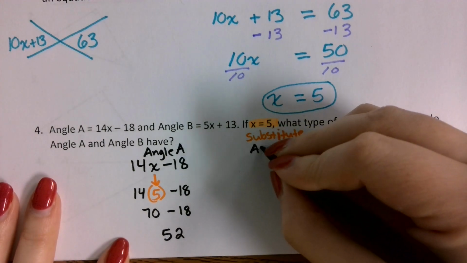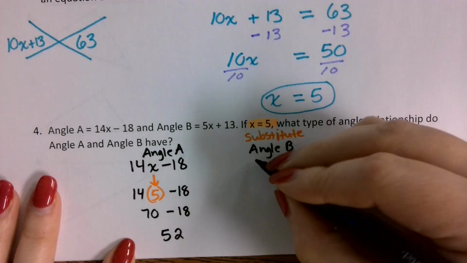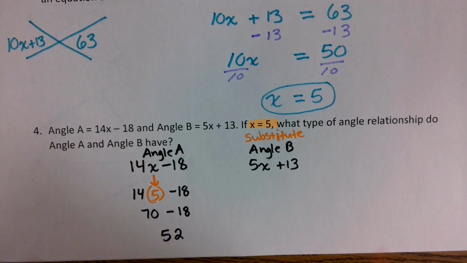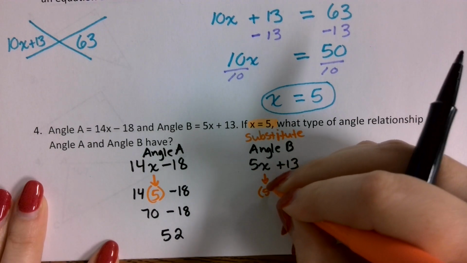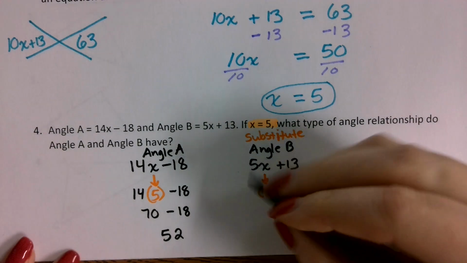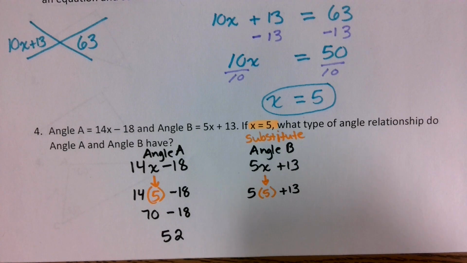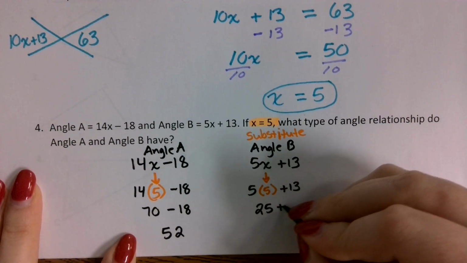We're now going to do the same thing for angle B. Angle B was 5x plus 13. But now we're going to replace the x with what value again? 5. We're going to replace that x with a value of 5. We're going to do 5 times 5 plus 13. Guys, what's 5 times 5? 25. What's 25 plus 13?